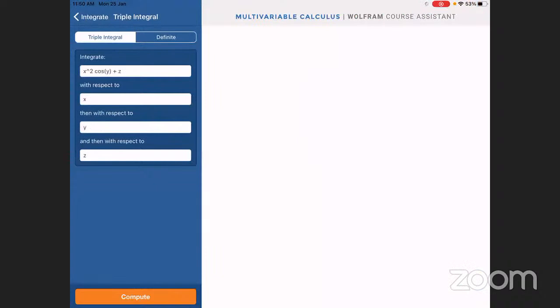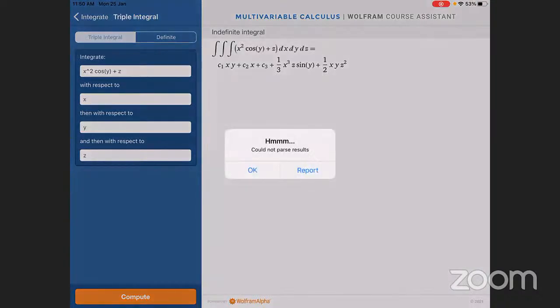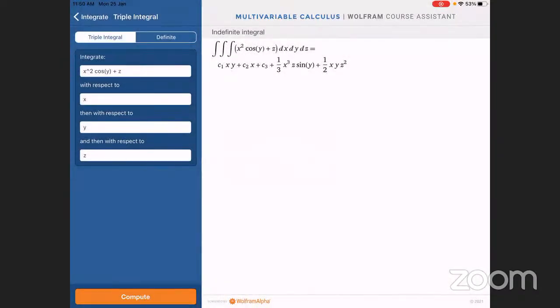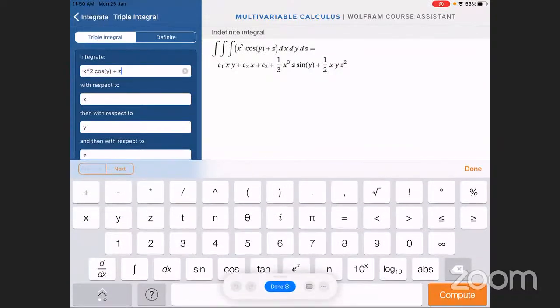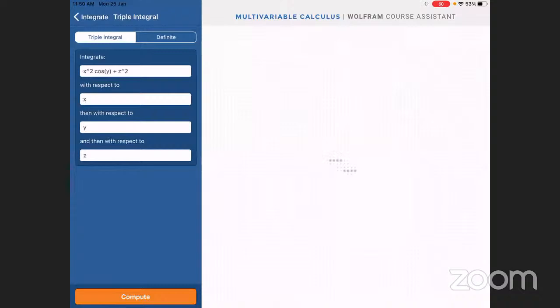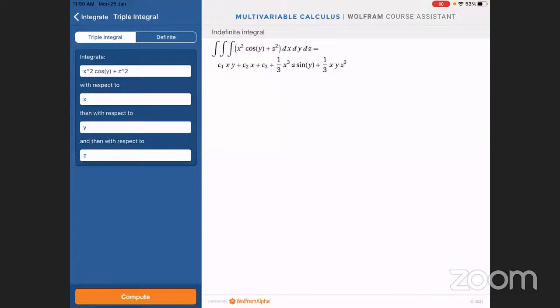So if I look at this problem, x square cos y plus z, dx dy dz, of course, the result is shown. So this is the integral of x square cos y plus z, dx dy dz, first with respect to x, then y, and then z. So instead of this cos y, let us try to put some other symbol, z square. The answer is going to be something different. And the solution is done. So quickly it's done, please.